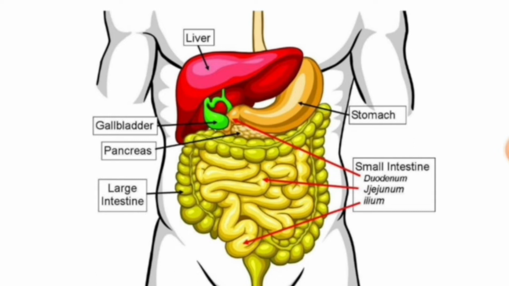Then we have the stomach, then the gallbladder, and the pancreas. Of course, with the pancreas we should remember the pancreatic juice that releases into the intestine. Then you have the large intestine, then the small intestine, where the duodenum, jejunum and ileum are very important parts of the small intestine.